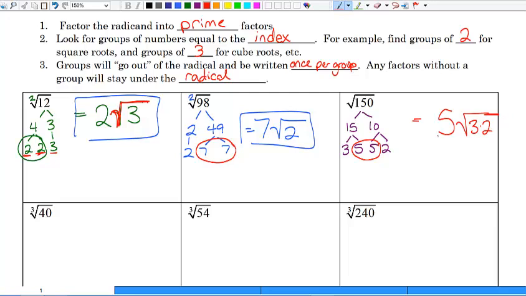Now, if you ever have more than one thing outside of the radical, or in this case, more than one thing inside the radical, they're just going to multiply, and that will be your final answer.